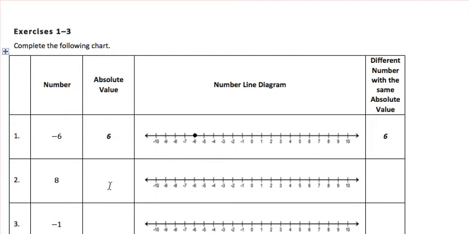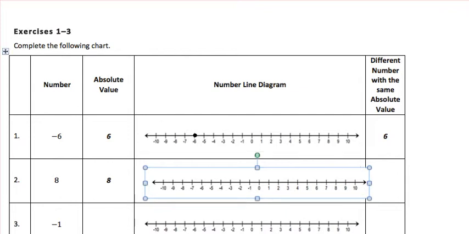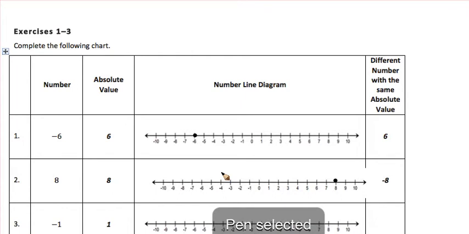Second example is 8. The absolute value of 8 is 8. It is 8 units away from 0. Graphing 8 on the number line. Put a point right on 8. And then finally, a different number with the same absolute value would be negative 8. In our third example, the absolute value of negative 1 is 1. We'll graph 1 on the number line. And a different number with the same absolute value would be 1.